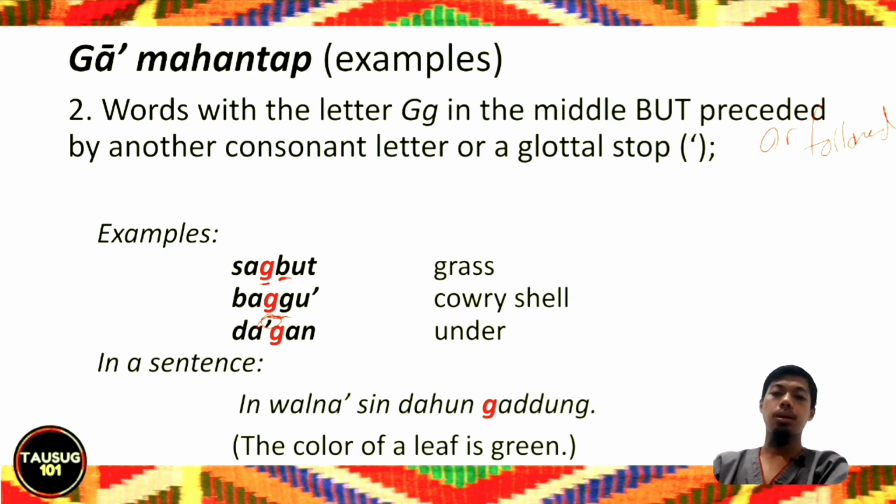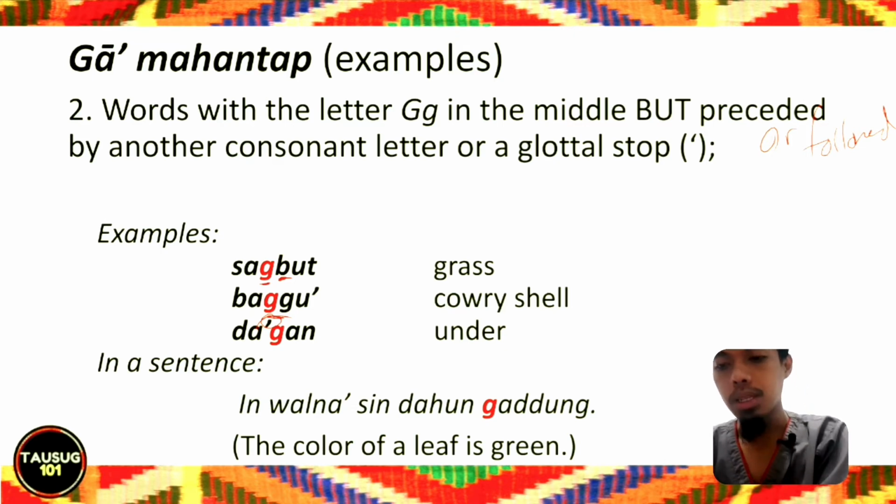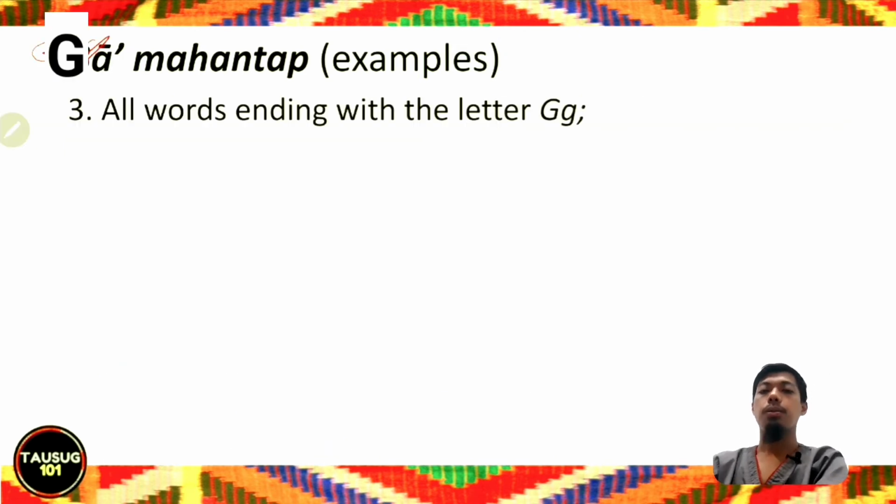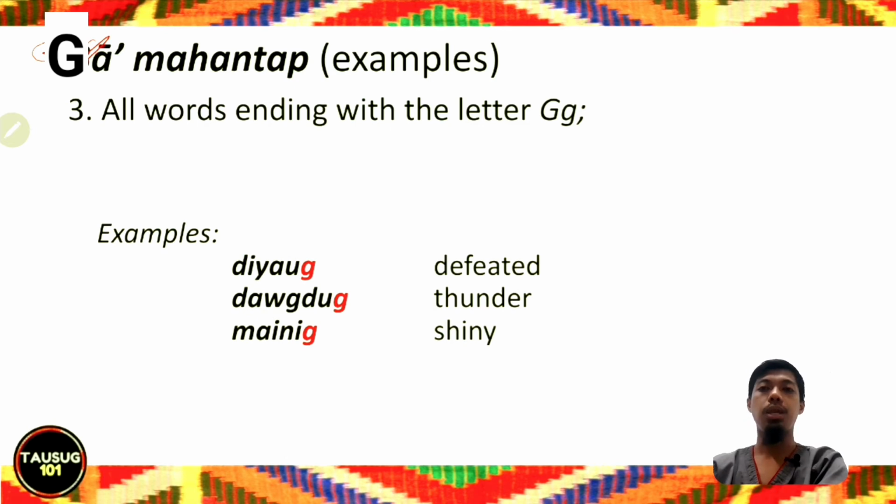In a sentence, we have here, inwal na sindahon gaddong. The letter Gā here is at the beginning of the word, and it is also preceded by another consonant letter, which is letter N. Gaddong. So we use the Gā Mahantap. And lastly, all words ending with the letter Gā. We have diaug, dawdog, and mainig.